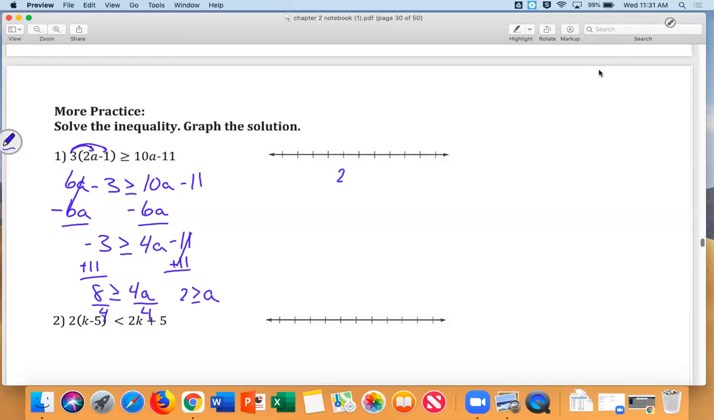So we're going to go 2 in the middle, 3, 4, 5, 6, then 1, 0, negative 1, and negative 2. Okay, it's going to be a closed circle at 2, and then we're eating the 2, which means we're shading less than. Easy enough? Nate the Great? Yeah. All right.